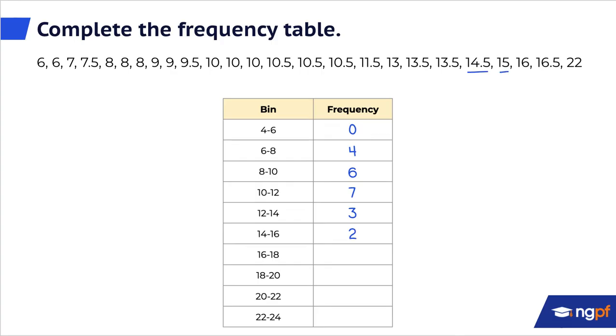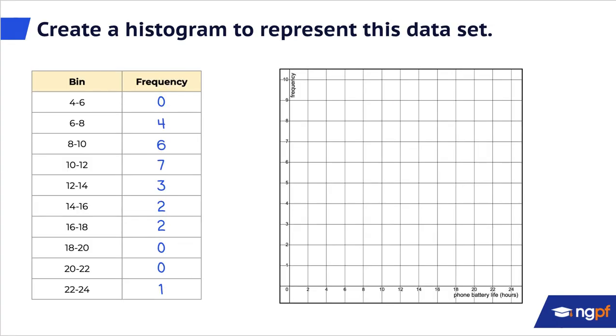Here's what you should have now. 2 data points between 14 and 16, 2 data points between 16 and 18, 0 data points between 18 and 20, and 0 data points between 20 and 22, and finally 1 data point between 22 and 24. That's your frequency table. Now we can use this table to make our histogram.